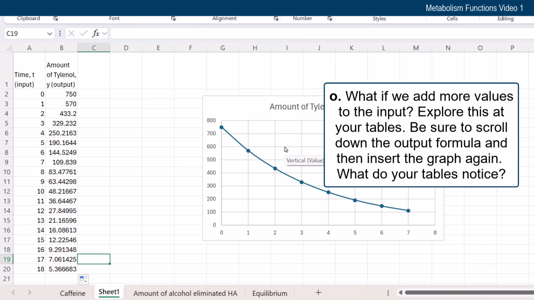Okay, and so then for part O, what I want you to do is it says, if we add more values to the input, explore this in your table. So I want you to pause the video and answer part O, and then we'll come back together. So go ahead and pause.